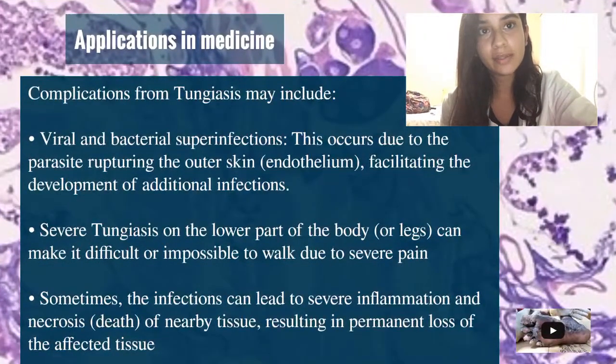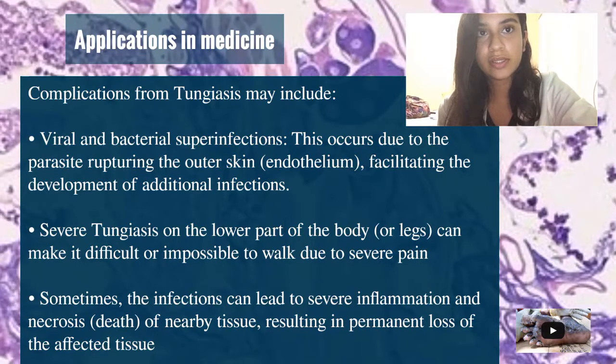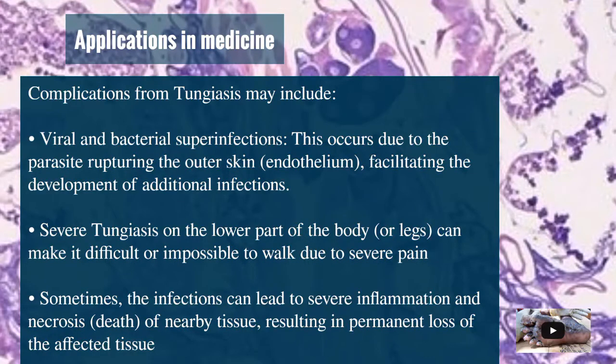Complications from Tungiasis may include viral and bacterial superinfections. This occurs due to the parasite rupturing the outer skin, facilitating the development of additional infections. Severe Tungiasis on the lower part of the body or legs can make it difficult or impossible to walk due to severe pain. Sometimes the infections can lead to severe inflammation and necrosis of nearby tissue, resulting in permanent loss of the affected tissue. Jigger fleas burrow so deep you have to cut them out.